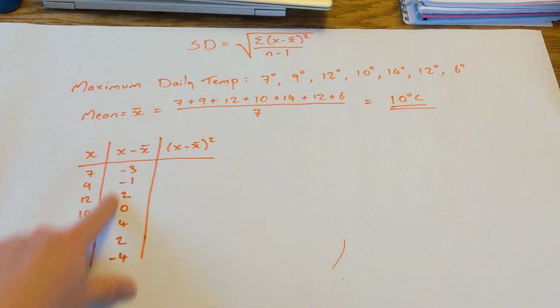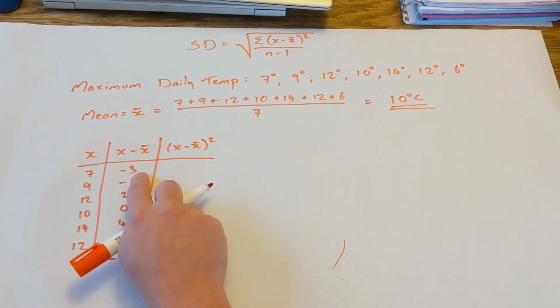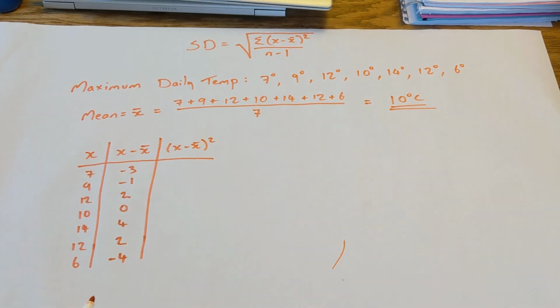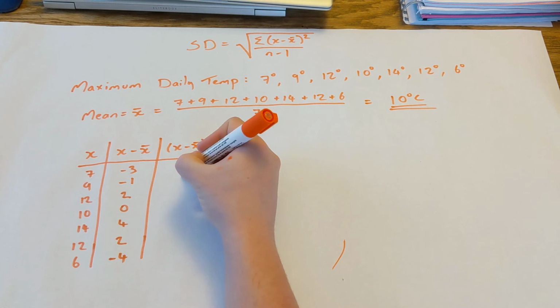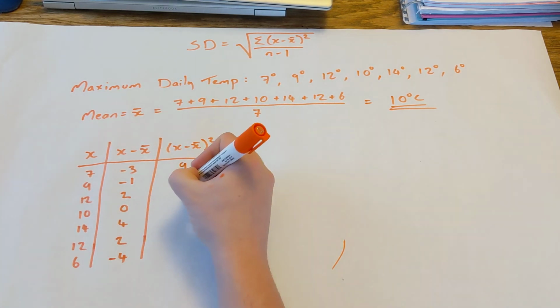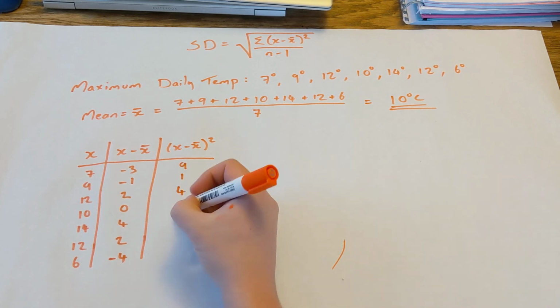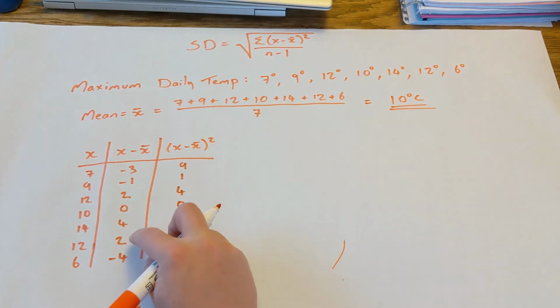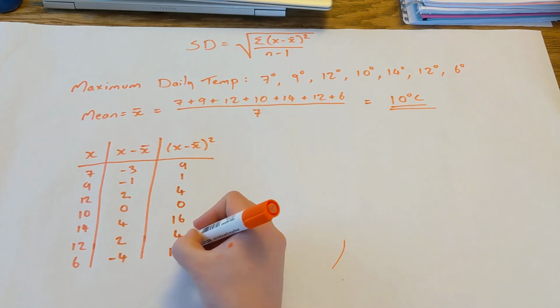So, again, use your calculator if you want. For this final column, we're going to square each of these numbers. Okay, so negative 3 times negative 3, that is 9. Negative 1 squared is 1. 2 squared is 4. 0 squared is 0, 4 squared is 16, 2 squared is 4, and negative 4 squared is 16.